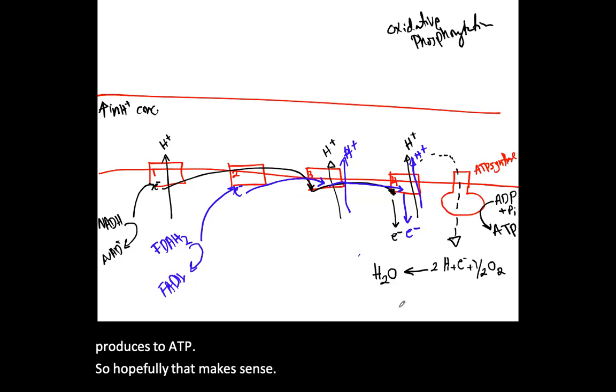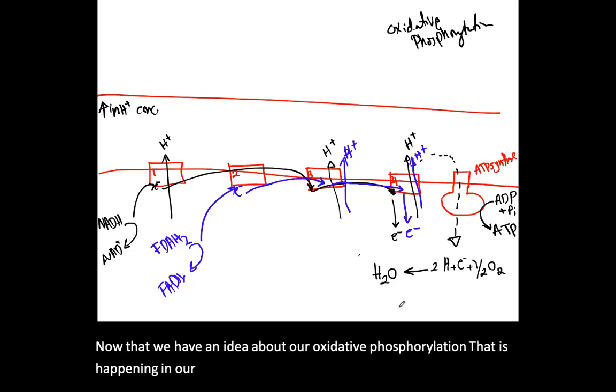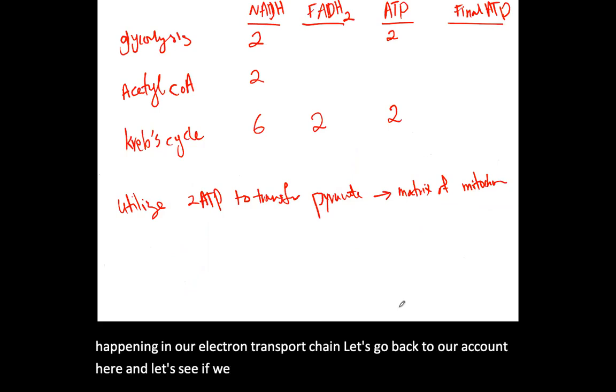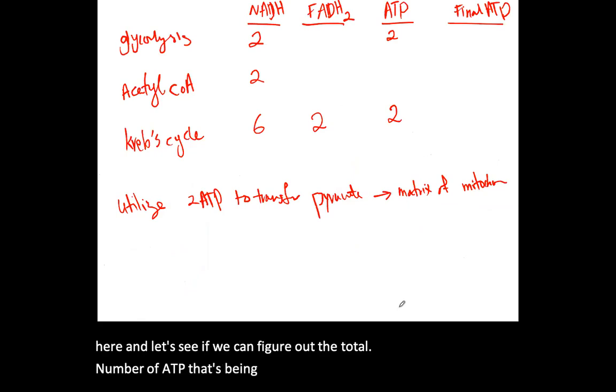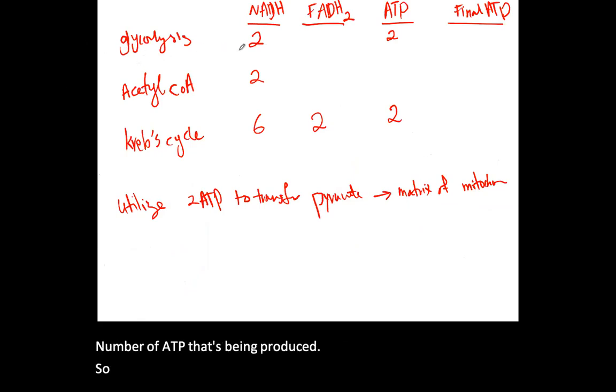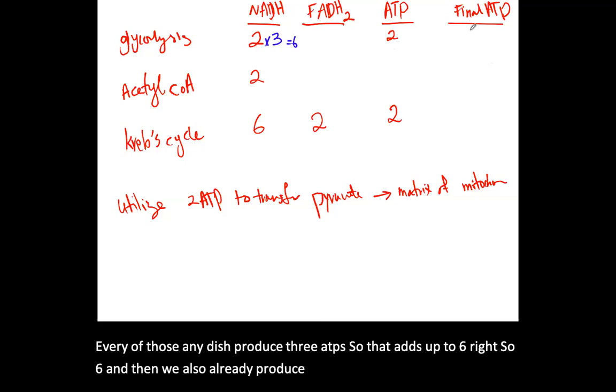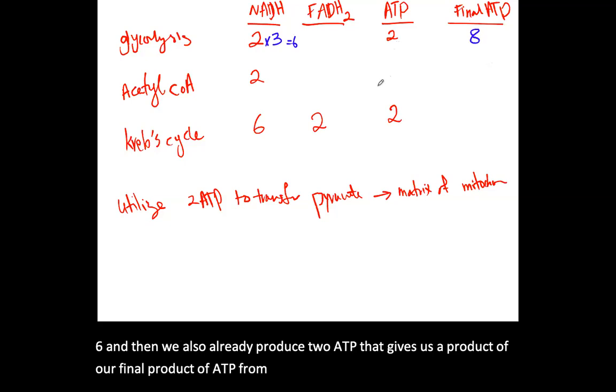Now that we have an idea about the oxidative phosphorylation happening in our electron transport chain, let's go back to our count here and see if we can figure out the total number of ATP being produced. If glycolysis contributed 2 NADH to our electron transport chain, and each of those NADH produces 3 ATPs, that adds up to 6, right? And then we also already produced 2 ATP. That gives us a final product of 8 ATPs from glycolysis.